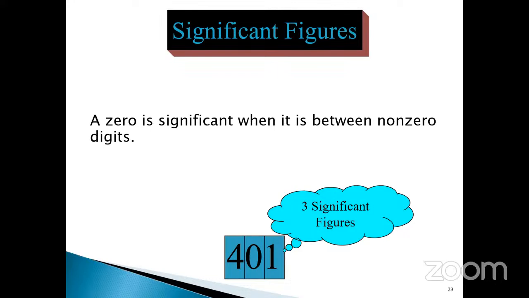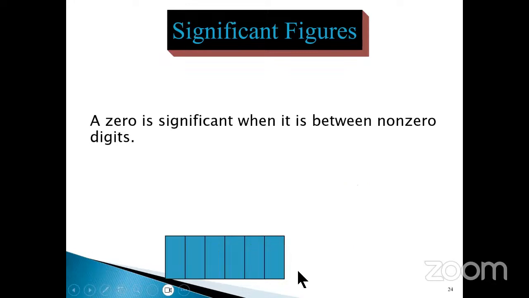Now, all the other rules after this have to deal with zeros in particular situations, right? This one says, if you have a 0, and in fact, if you have more than 1 zero, sandwiched between non-zero digits, then those zeros are significant, right? We already know based on the first rule that the 4 and the 1 are significant, but the 0 as well, in this case, is significant because the 0 is sitting between the 4 and the 1, right? So here we have 3 significant figures represented here.